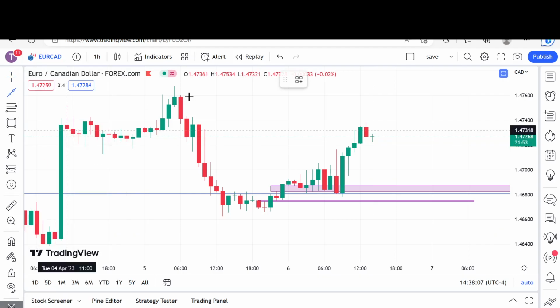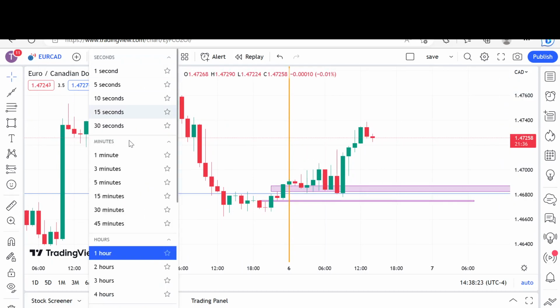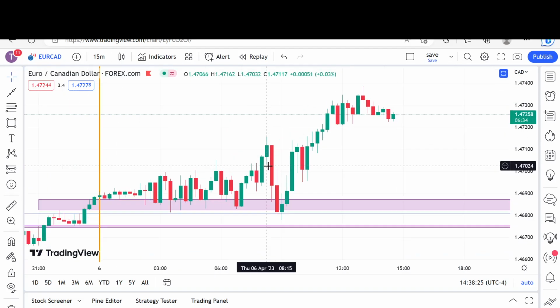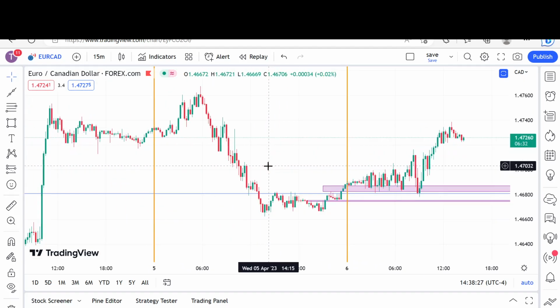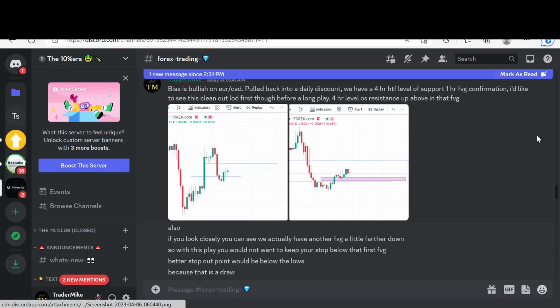Now I'm going to put in a data divider. I think it cleans it up a little bit and lets us identify those liquidity pools a little better. Let's go down to a 15-minute as well. All right, so 15-minute chart. I said something else in here. I said I'd like to see this clean out low of day first. That's what LOD stands for, low of day, before a long play.